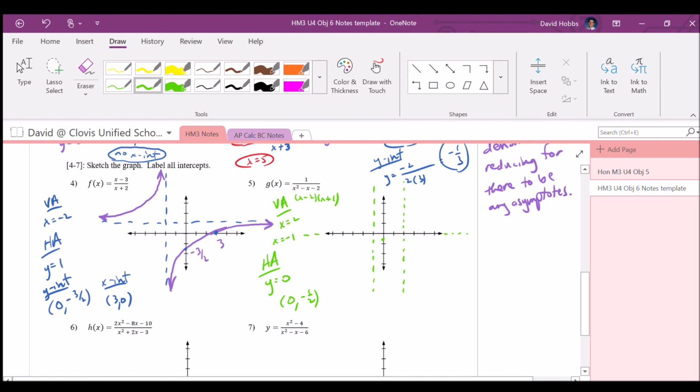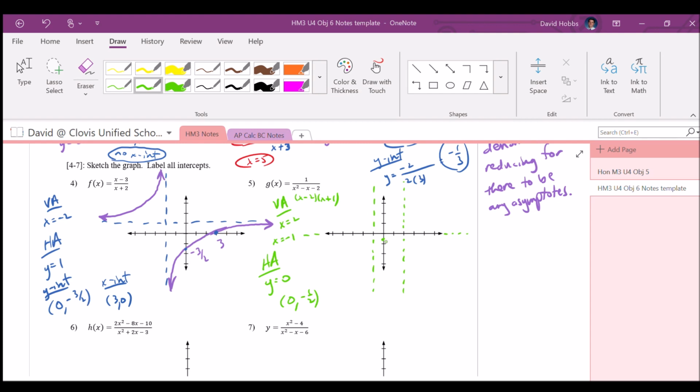And if I plug in 0 for the y, 0 equals the fraction. Can this fraction equal 0? No, because the numerator will never equal 0. So there is no x-intercept. Now, a lot of times when there is no x-intercept, it's a little bit more challenging because we have to plug in some other points. But let's start in the middle section here.